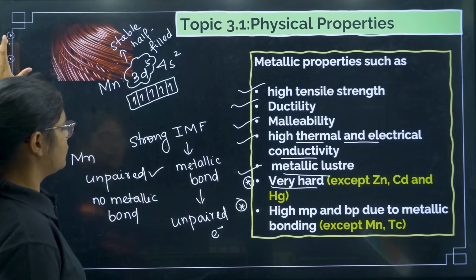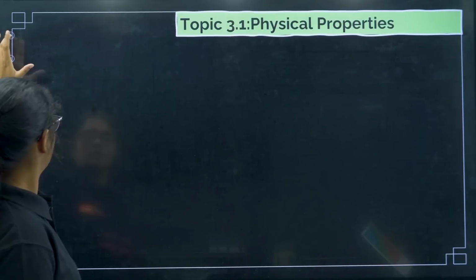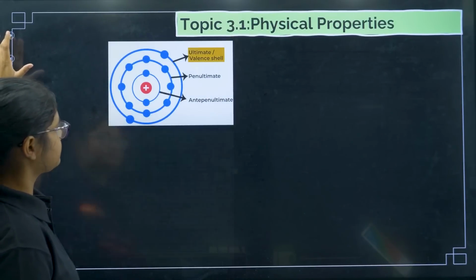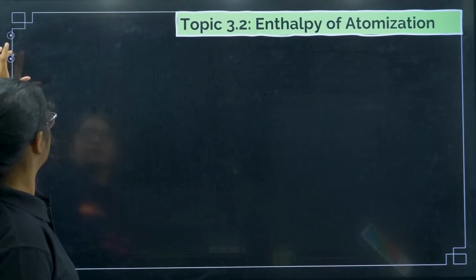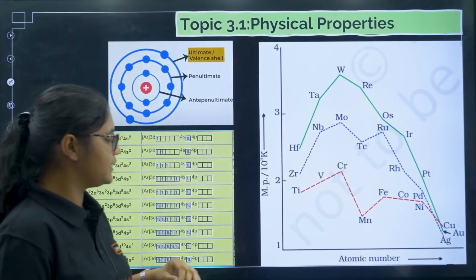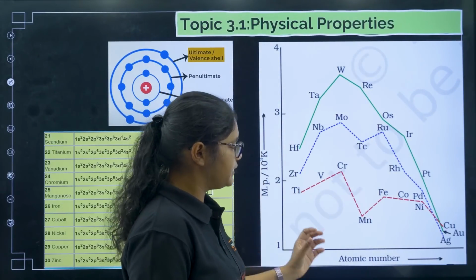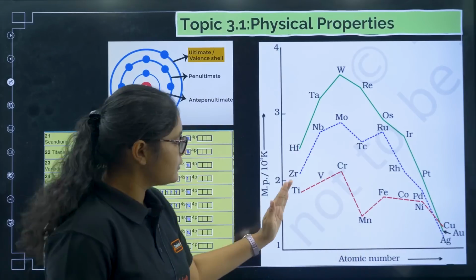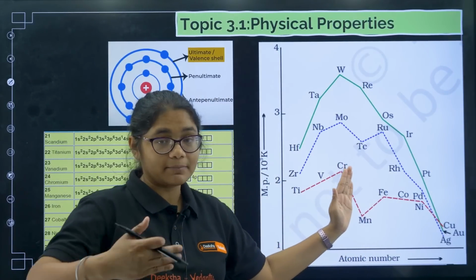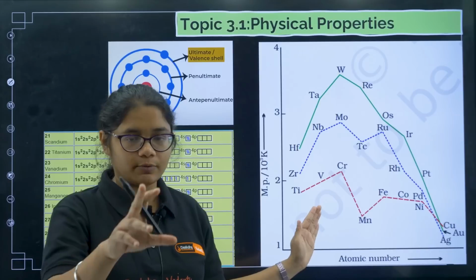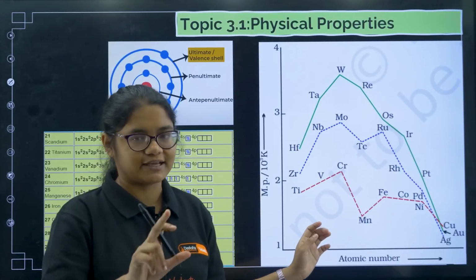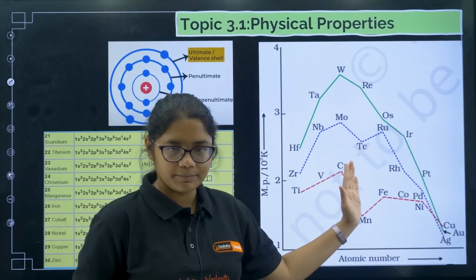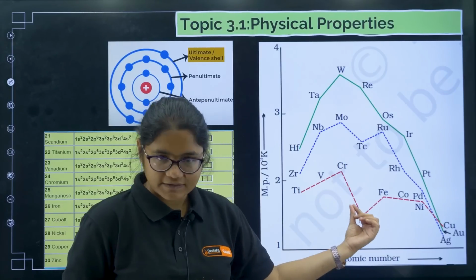Next we will move to this. You can see here, this is your melting point and boiling point graph. You can see manganese has a dip in the melting point. As we move along the period, the number of unpaired electrons increases. I hope all of you will write the electronic configuration and check this. As I move along the period, the number of unpaired electrons is increasing.